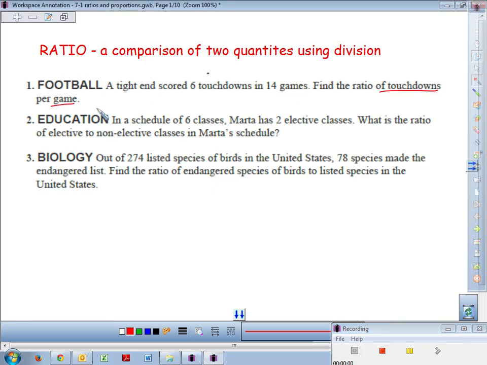per game. They tell you what order to put these in, and the secret to these problems is just the label. It's all about the label. So if they want touchdowns per game, they scored 6 touchdowns, and I can abbreviate touchdowns, of course, in 14 games. And then all we really have to do is reduce that fraction. 6 over 14 reduces to 3/7. So, sorry, say 7, and the label's got to come with them. So this tight end scored 3 touchdowns for every 7 games.